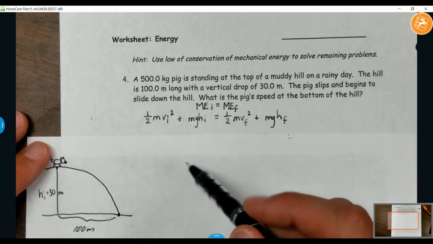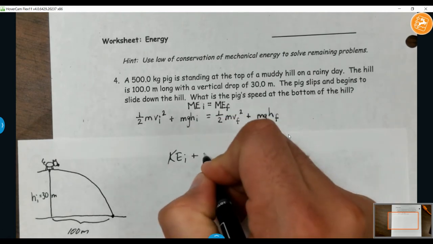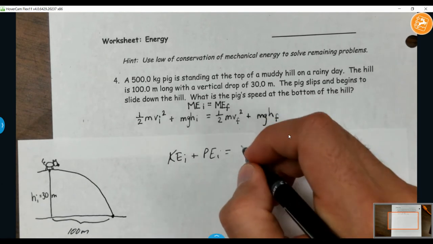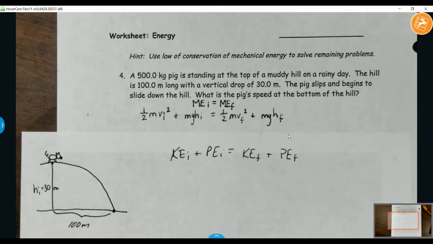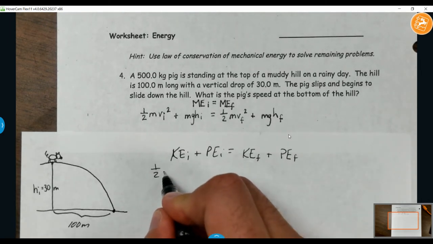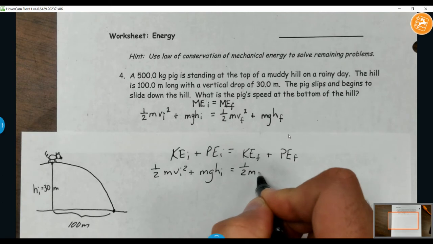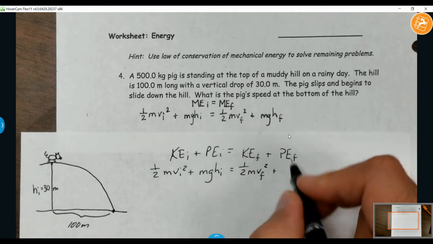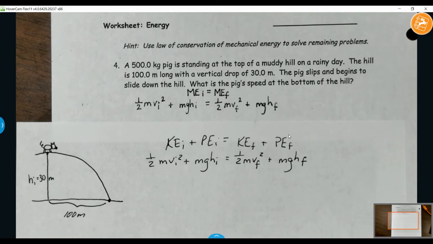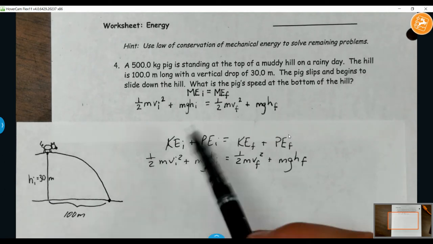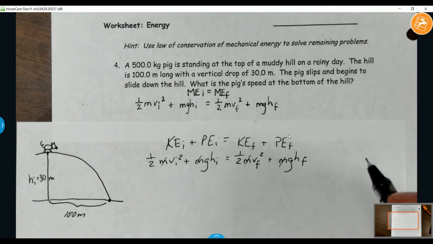So the mechanical energy initially has to equal the mechanical energy final. If you wrote it out, KEI plus PEI is going to equal KEF plus PEF. Since all the masses are the same, because we're dealing with the pig in this whole case, we can pretty much just cancel out the mass in this equation.